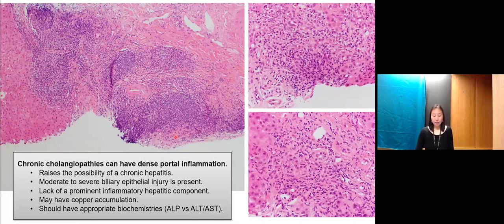Copper accumulation, of course, can also be helpful in trying to tease out whether or not this is a chronic cholangiopathy. And the last thing that I want to mention is whether or not the patient has appropriate biochemistry. If we're talking about a chronic hepatitic process, then we're talking about a process presenting more as a hepatitic LFT pattern, as opposed to a cholangiopathy, where we would expect more cholestatic LFTs with a more significantly elevated alkaline phosphatase.